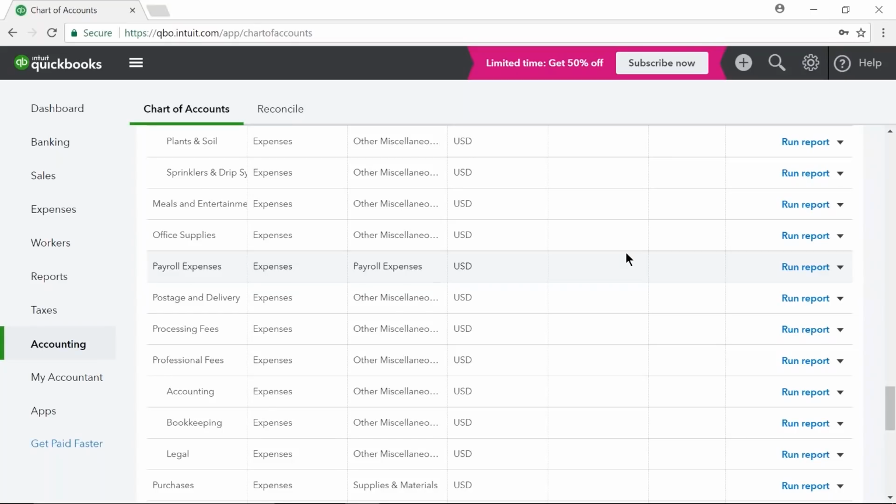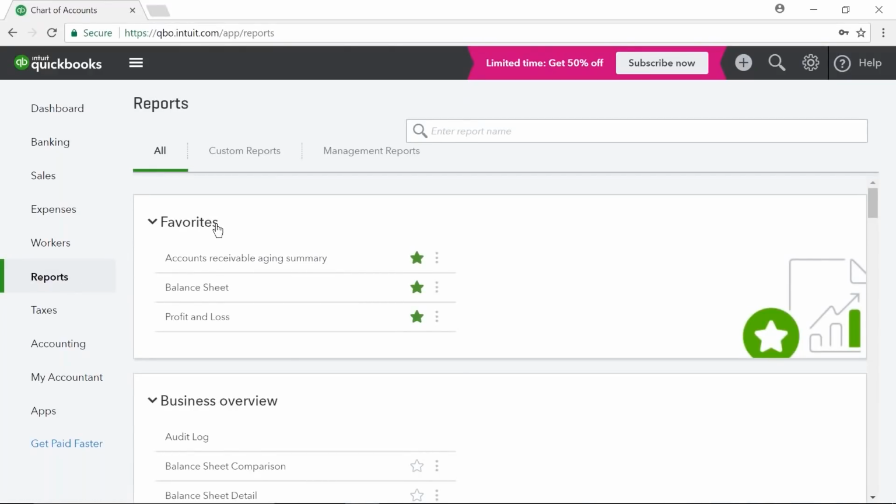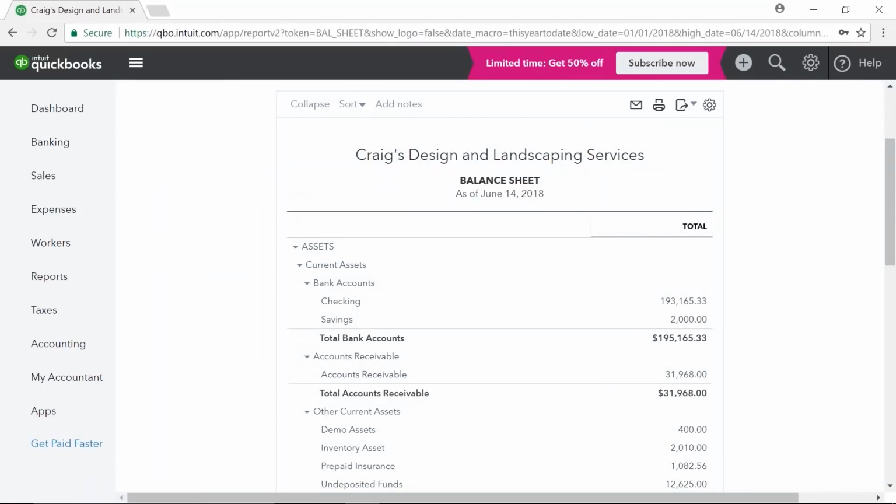Now, both of these statements are available under reports, and they're always going to be up here at the top under favorites. The first statement we're going to look at is the balance sheet, but the profit and loss is also going to be covered. So let's talk about the balance sheet first. Now, the balance sheet is your company's financial position from one date.